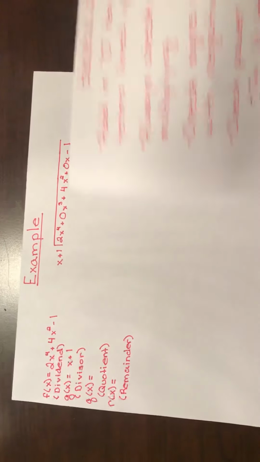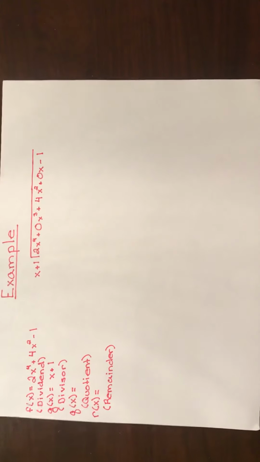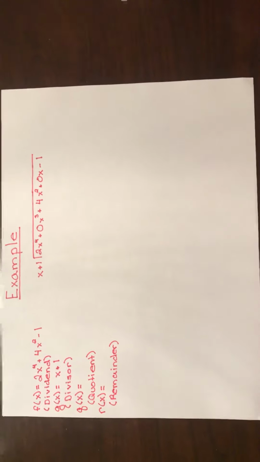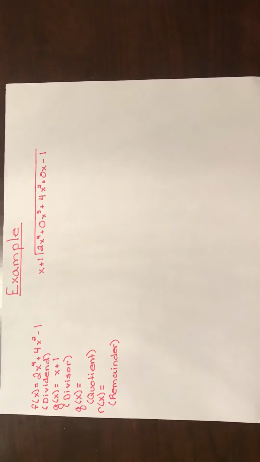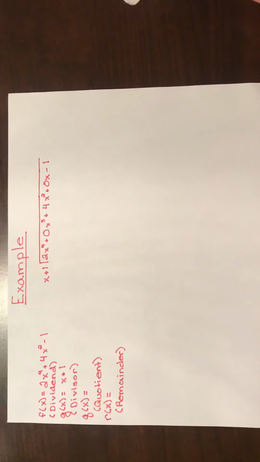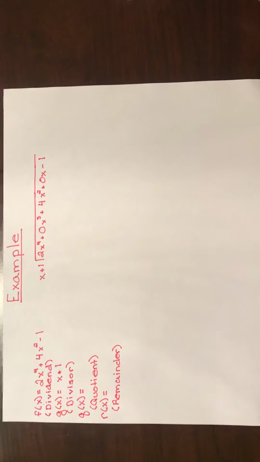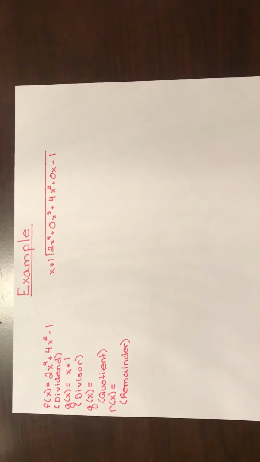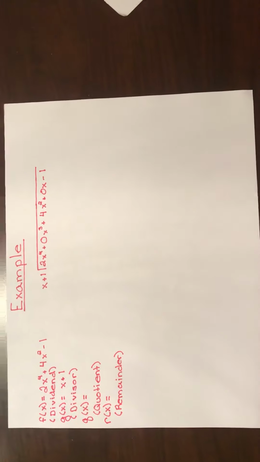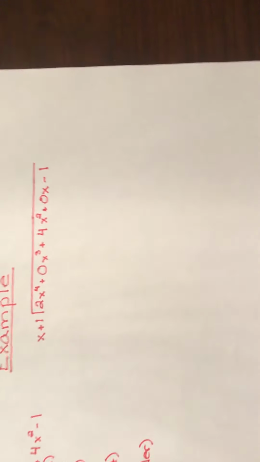These are all things to keep in mind when going forward with polynomial long division. Example. f(x) is equal to 2x to the fourth plus 4x squared minus 1. That is our dividend. g(x) equals x plus 1 is our divisor. We are going to solve for our quotient, q(x), and our remainder, r(x). Here we have our example.